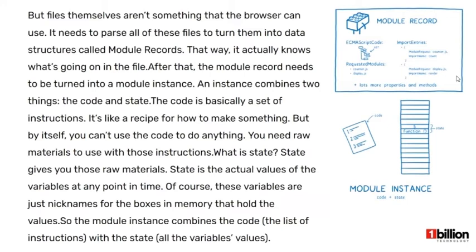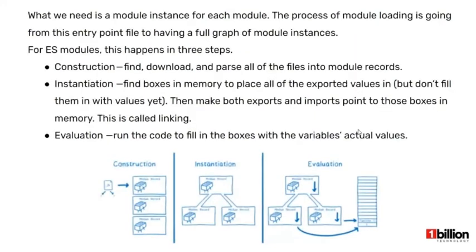So for example, before we had the age and the name, right? Those are the states we maintain inside the code. And of course, these variables are just nicknames for the boxes in memory that hold the values. So the module instance combines the code, the list of instructions, with the state, all the variables and values. So through the function, we'll be getting the state, and then through the code, you'll be able to access that. What we need is a module instance for each module. The process of module loading goes from the entry point file to a full graph of module instances.